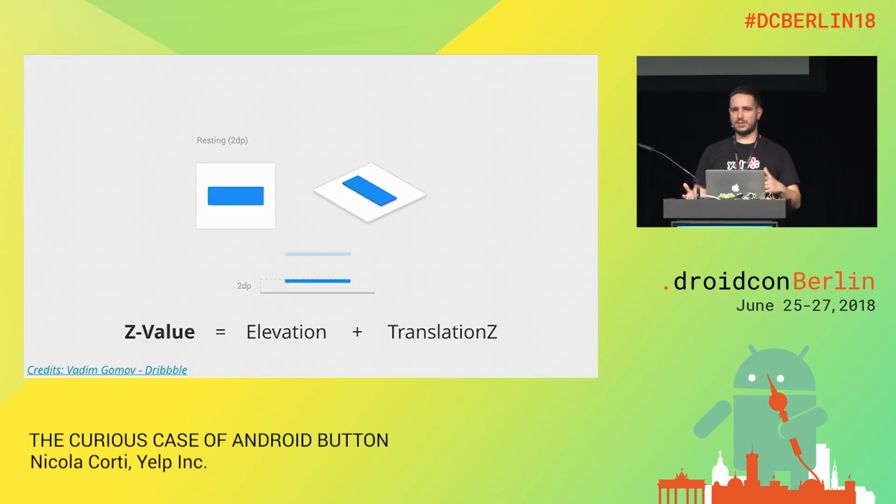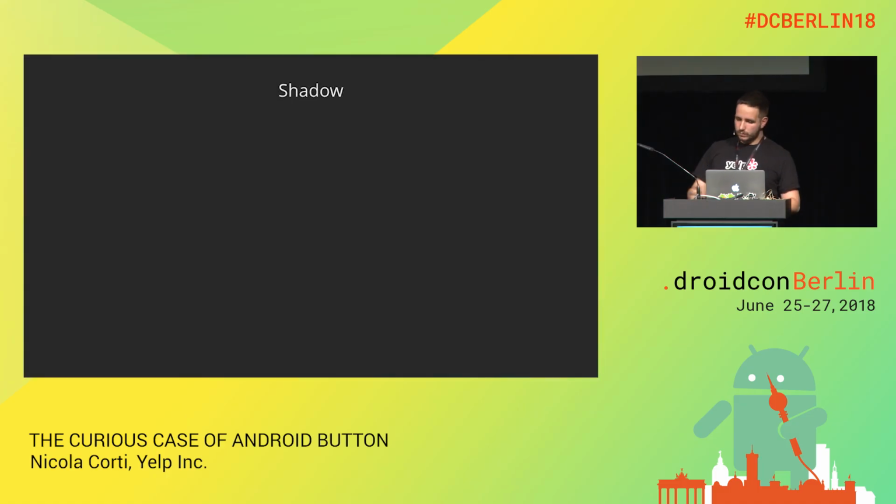So shadows on Android, as I mentioned before, are computed with the elevation attribute, and you can animate them by providing this other attribute called translation Z, which is the dynamic part of your elevation. So basically you define the static elevation and then you animate the translation Z to change the shadow of your button when, for example, the user clicks there. So how can you customize this?